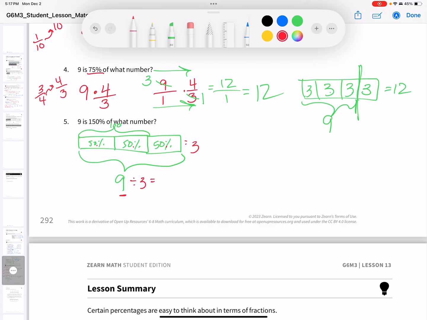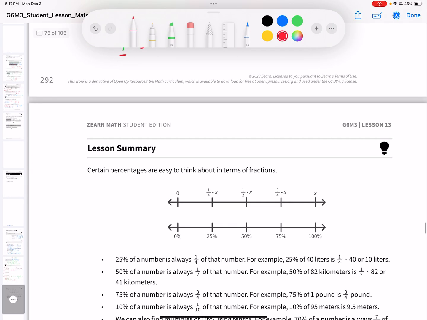So 9 divided by 3 is 3. So each one of these boxes is worth 3. But I only want 100%. I only want 100%. So I only want 2 of those 3 boxes. So I want 2 times 3, which is 6. So my answer is 9 is 150% of 6. All right, go ahead and review your lesson summary.